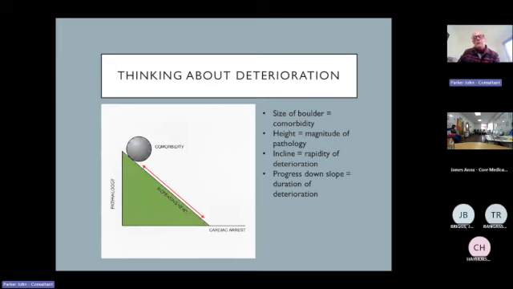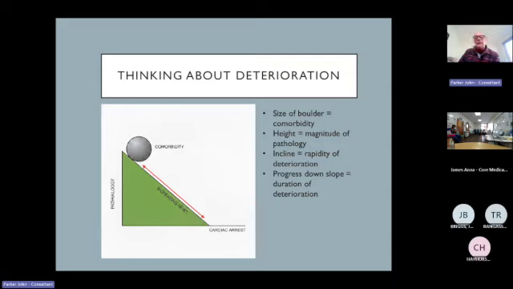So a frail, severely diseased patient that's old is going to be a very large boulder, and a 25-year-old marathon runner who's completely fit and healthy will be the size of a tennis ball. So that's the first thing to bear in mind. And then whatever pathology is making them unwell, a ruptured aortic aneurysm will have a very high altitude, whereas the common cold will have a very low altitude. And then there's the incline, so that's the rapidity of deterioration.